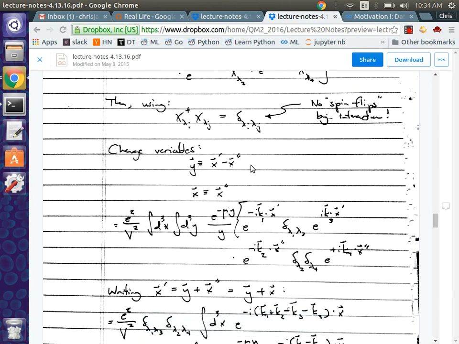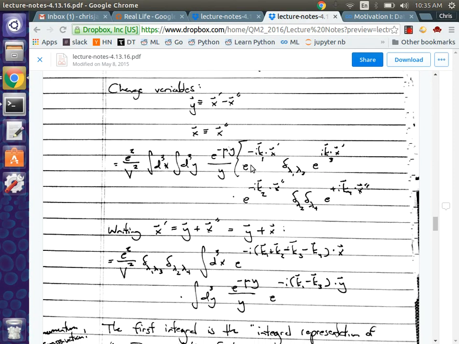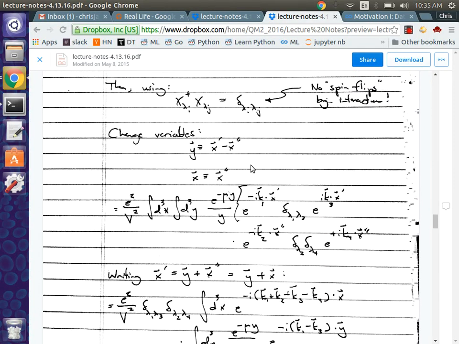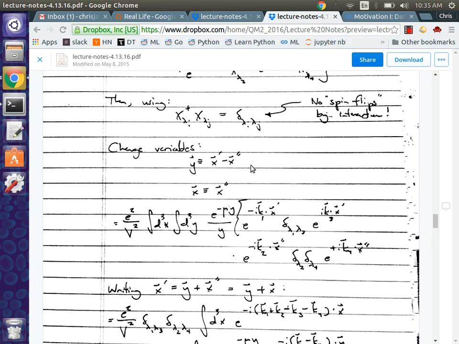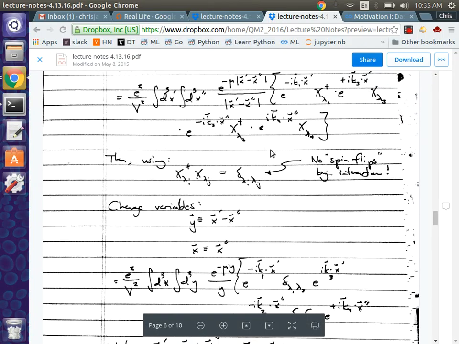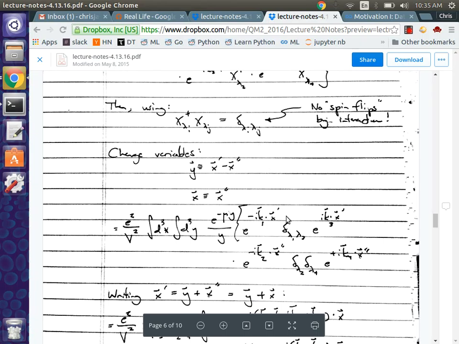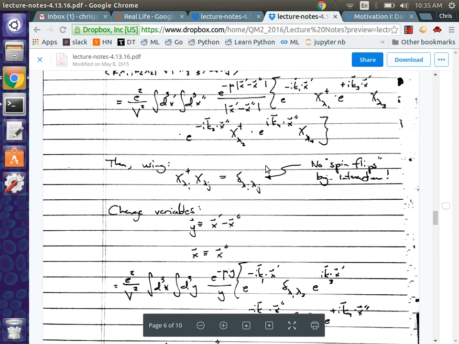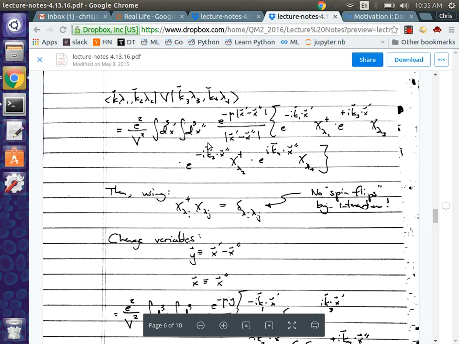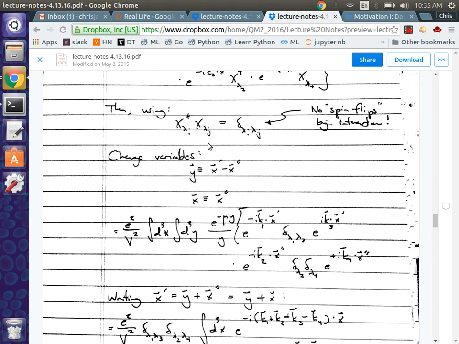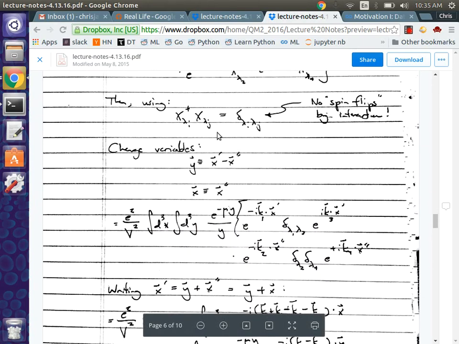There are interactions that you can write down, potentials that you can write down, where the spins do flip, where you find that you have to change the spins, not signs, spins. Okay, so those factors of the spinors just give me two delta functions. And now what I want to do is try to perform these integrals. And it looks daunting, but it's not that bad.